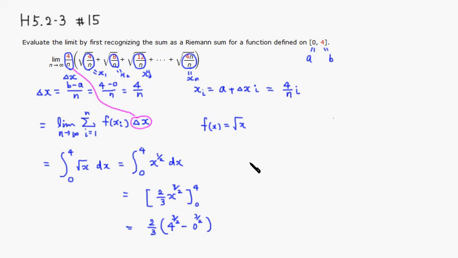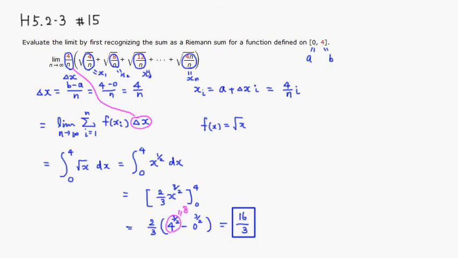Here, 4 to the 1/2 power is 2, because it's the square root of 4. Cube that, so that's actually the same thing as 8. Which means that 8 times 2 over 3 is 16 over 3. So that's the value of this limit right here.